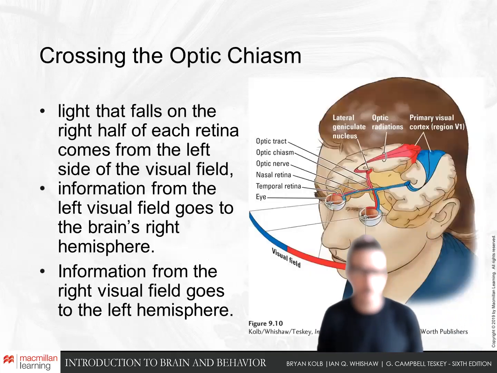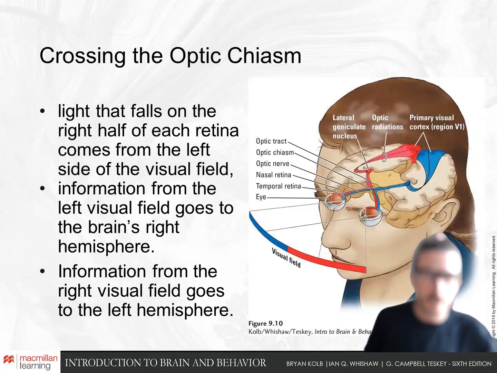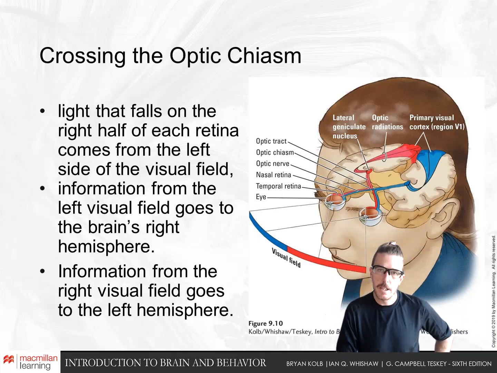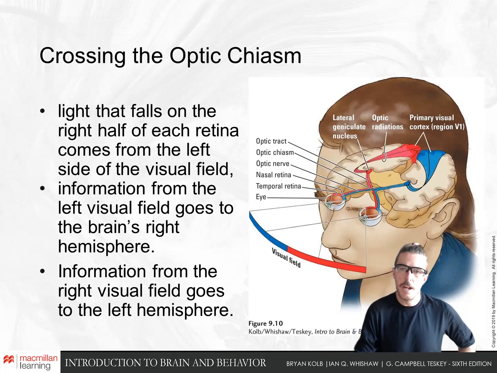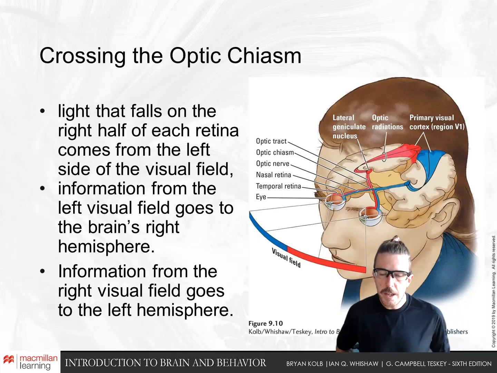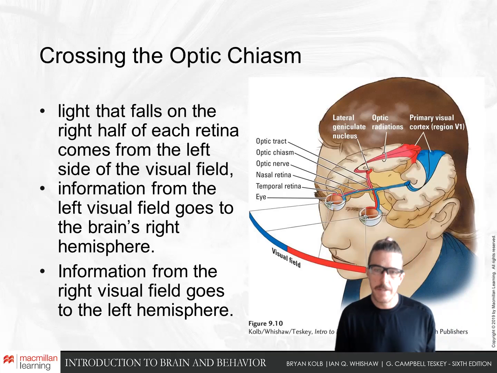Here's a nice diagram showing it as well. So light that falls on the right half of each retina comes from the left side of the visual field. So here is that shown in red, this left visual field hitting the right side of each retina, traveling the temporal hemiretina of the right eye and the nasal hemiretina of the left eye, both combining their information and sending it into the lateral geniculate nucleus on the right side, and then on to the primary visual cortex on the right hemisphere. And so in this way, you can see that everything to the left of this individual ends up in their right hemisphere.